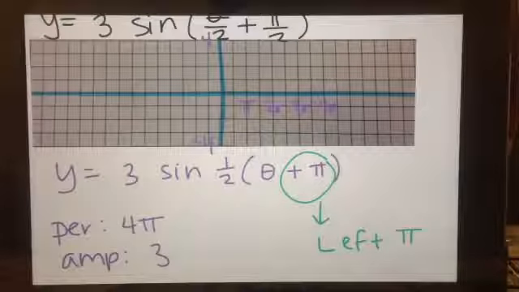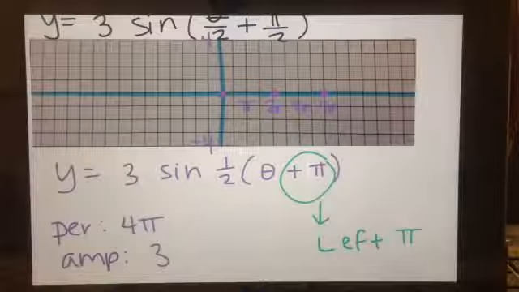So I'm just going to draw the regular sine graph for this. Starts at 0, ends at 0, hits 0 halfway in the middle. In between those 2 points, it's going to go up to 3. In between the other 2 points, it's going to go down to -3. Now I've graphed everything except for the left movement.